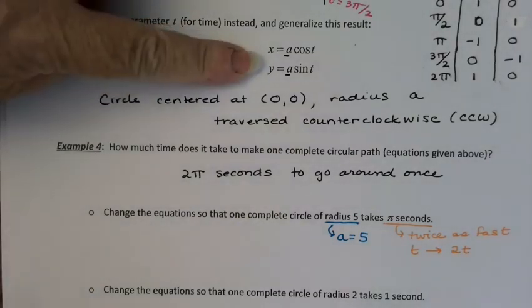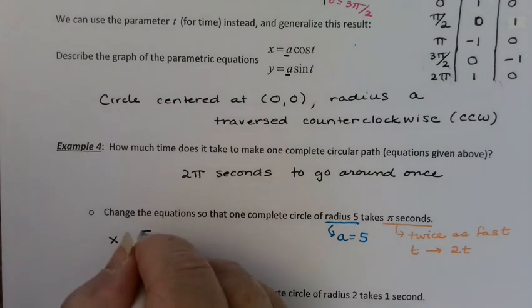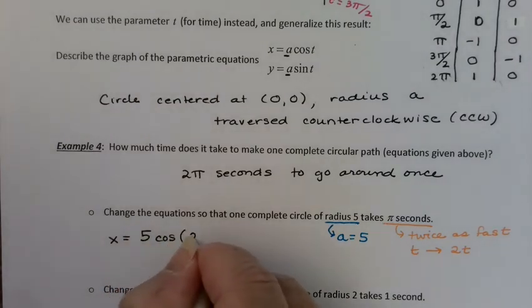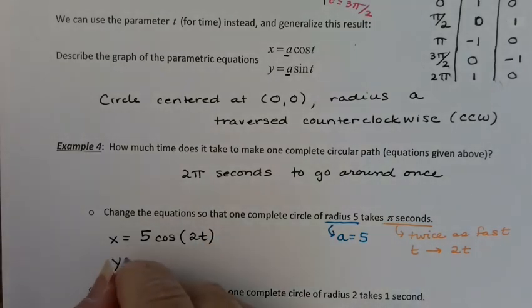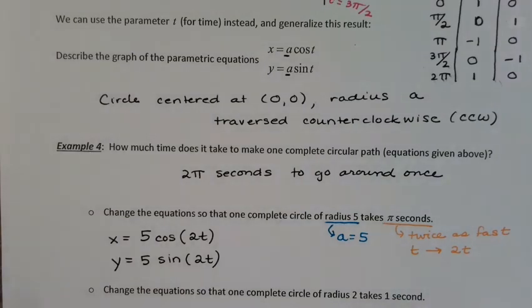So I'm going to go to my generic equations here, and I'm going to do both of those things. I'm going to say x equals, a is now 5, and I replace the t with 2t. And same for y, a is now 5, and I replace the t with 2t.